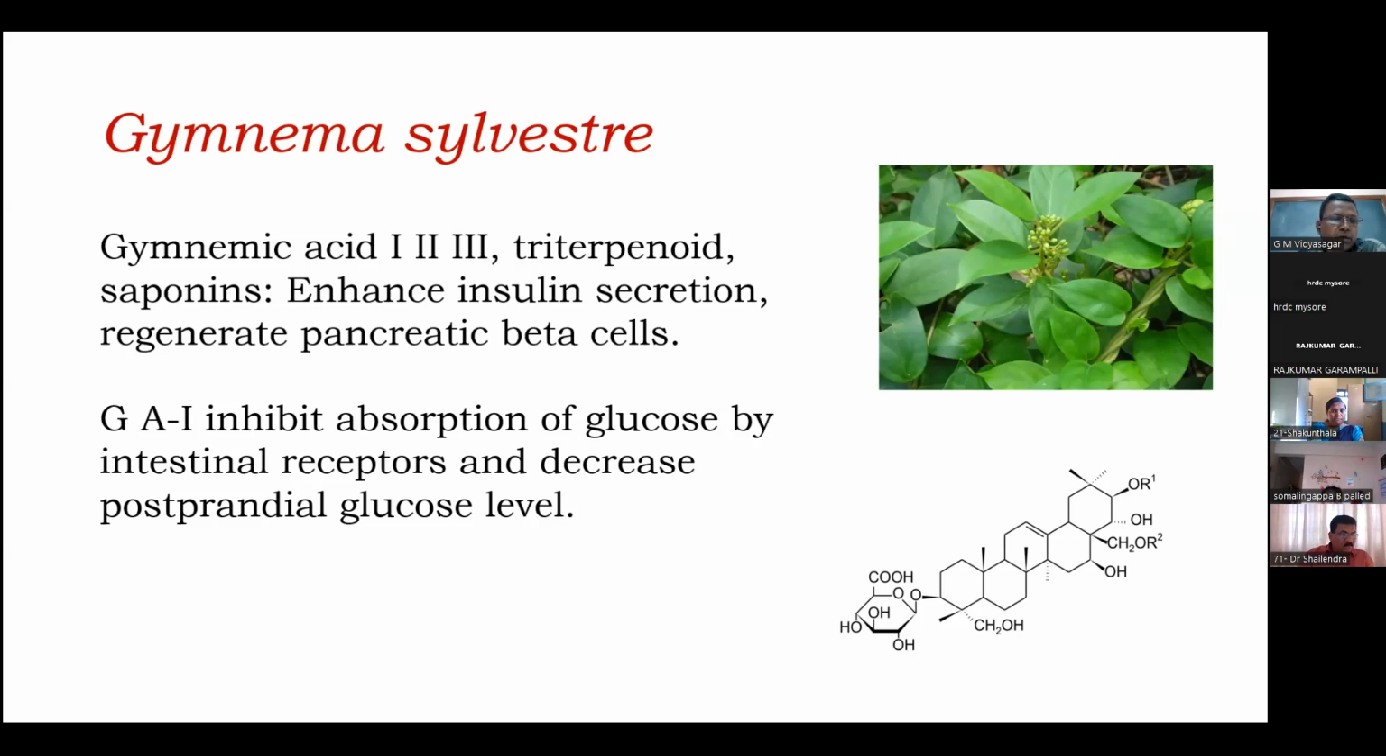So here we have gymnemic acid 1, 2, 3, and also 4, which inhibit the absorption of glucose by intestinal receptors and decrease postprandial glucose level.